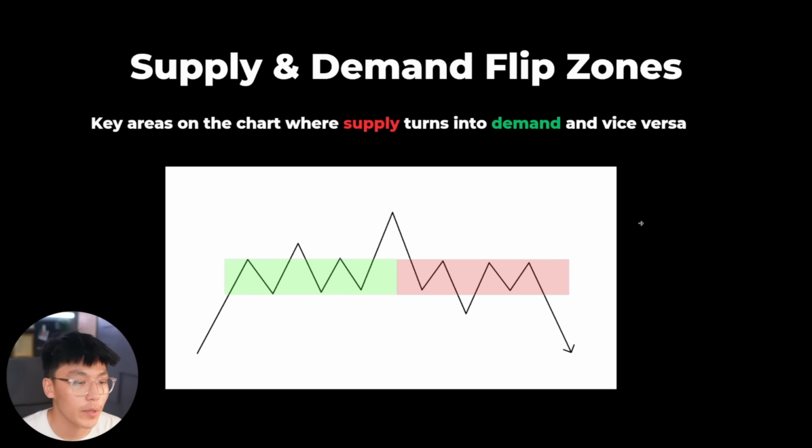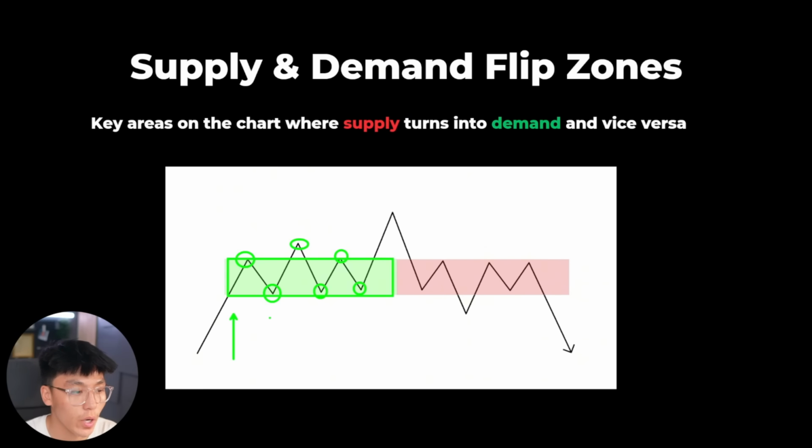The first thing that we're going to be talking about for the supply and demand flip zones is that we're going to be looking for key areas on the chart where supply turns into demand and vice versa, right? So supply turns into demand or demand turns into supply. So you can see right here, we have a line illustration on the chart and that we're clearly in a mini uptrend, right? We're consistently making higher highs and higher lows. And you can see in this case, we have what's called our demand zone. So you can see price is holding the bottom of the demand zone. And then we end up having our break of structure right here and we have our push towards the upside.